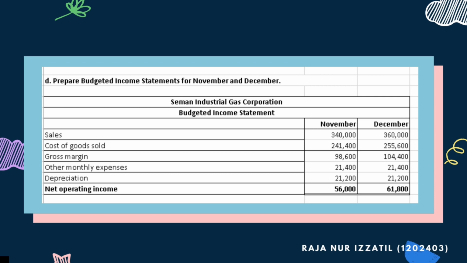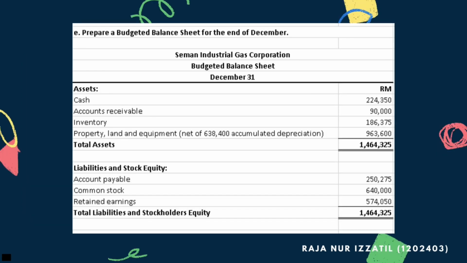And for depreciation, the monthly depreciation is 21,200, and we just enter the amount for both November and December, 21,200. After that, we calculate the amount of gross margin minus with other monthly expenses and depreciation, and we will get the final amount for net operating income, which is 56,000 for November and 61,800 for December. The last one is for the question E, prepare a budgeted balance sheet for the end of December.